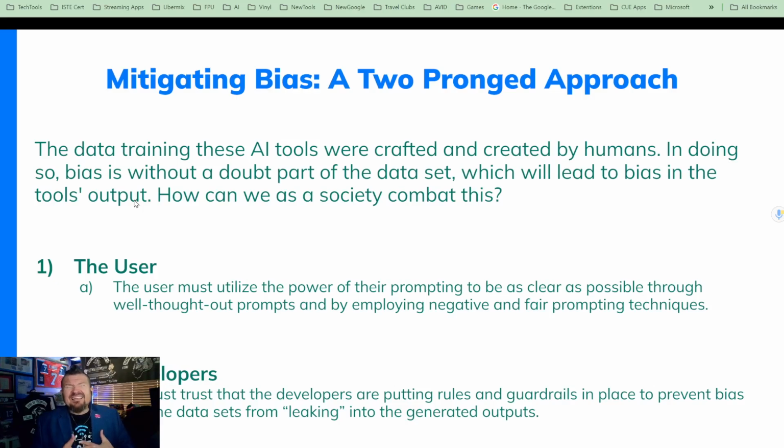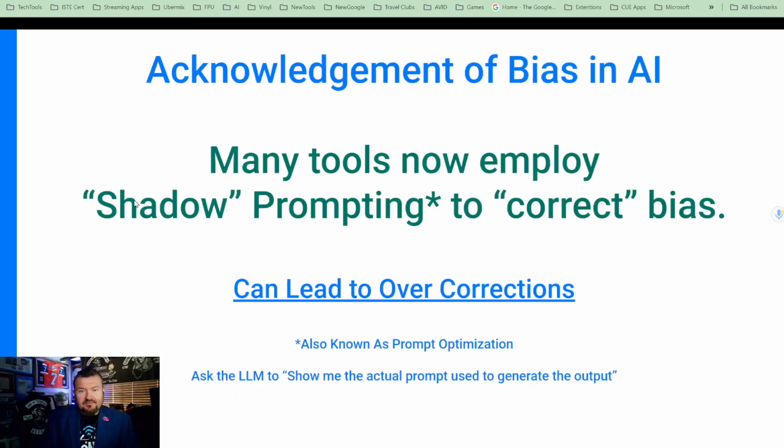We don't want them to leak out into the generated outputs, right? These are things that we have to put trust in our developers to do, or maybe be a little bit more vocal to the developers to ensure that they are mitigating these biases, again, by putting rules or guardrails in place so that the outputs are not prone to these types of biases.